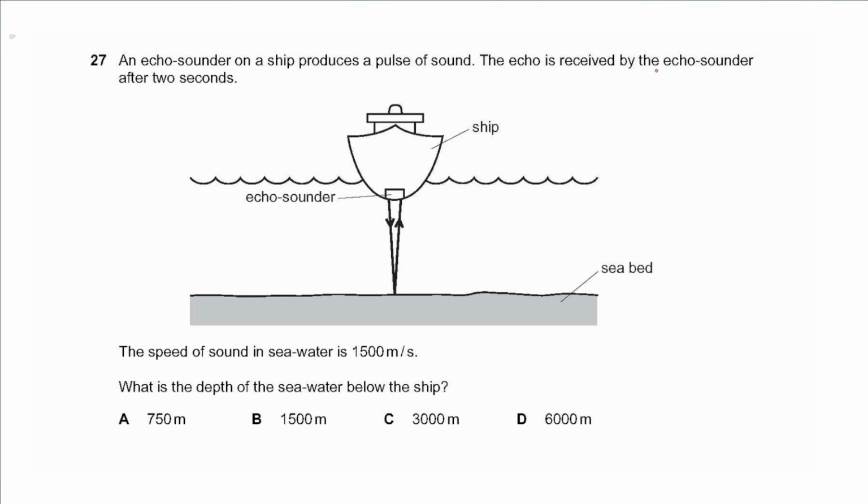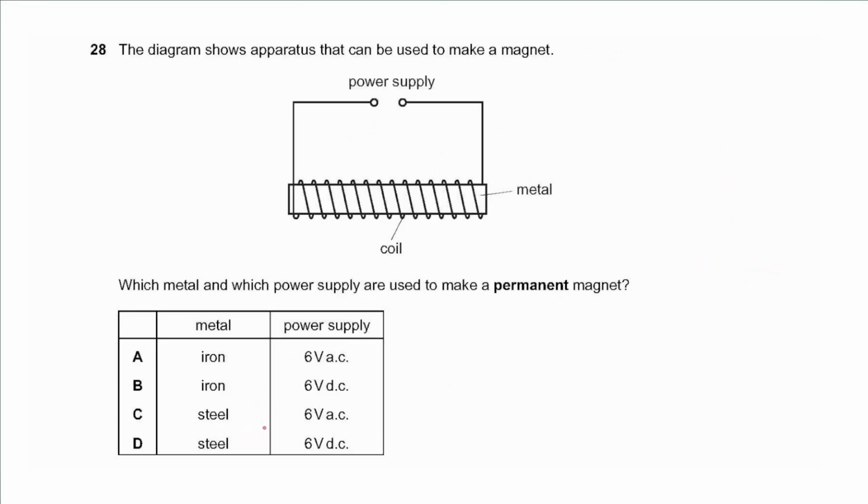The echo is received by the echo sounder after 2 seconds. The speed of sound in seawater is 1,500 meters per second. What is the depth of the seawater below the ship? So the sound moved twice the distance, downwards and upwards. So we use speed equals twice the distance over the time. So we calculate the distance as speed times time over 2. So we have 1,500 times 2 seconds, then divide by 2. So the answer is 1,500 meters. So we choose B. Question 28 says a diagram shows apparatus that can be used to make a magnet.